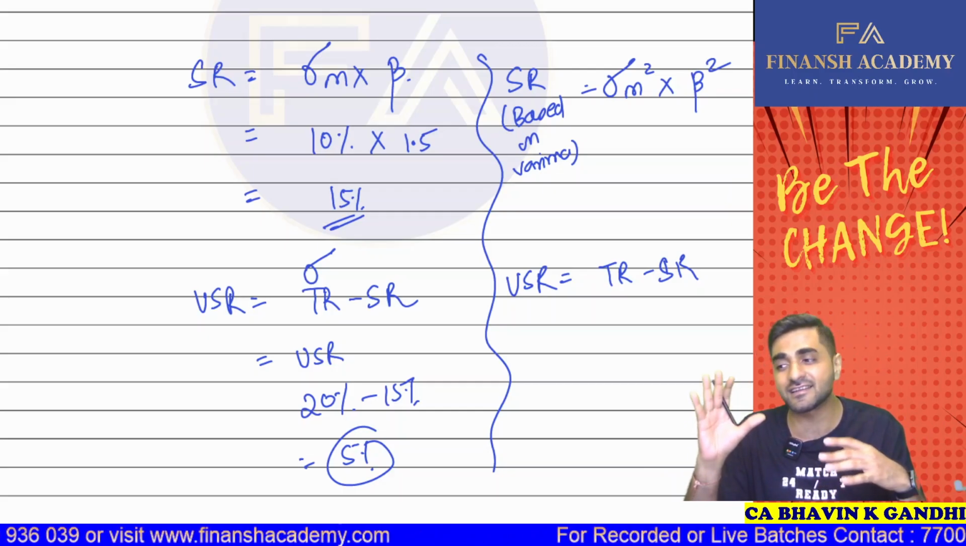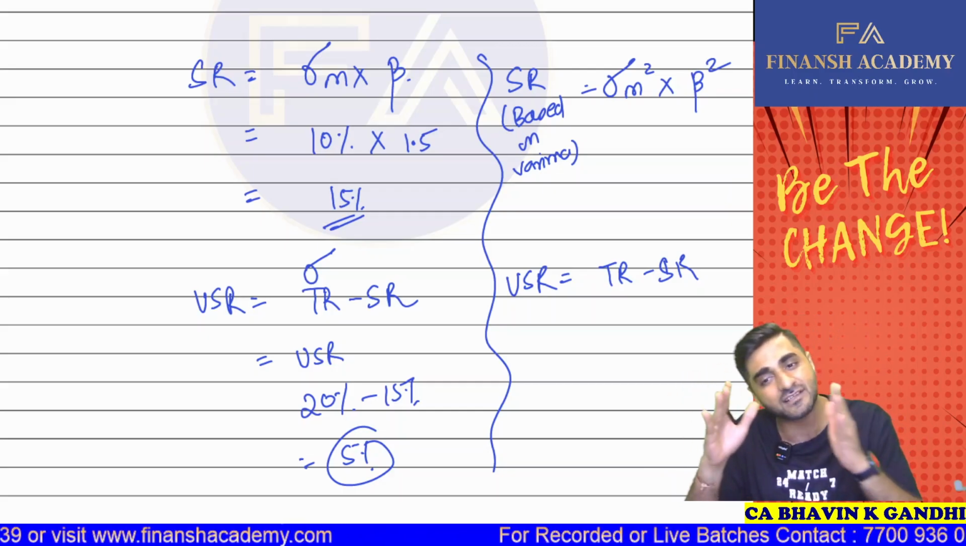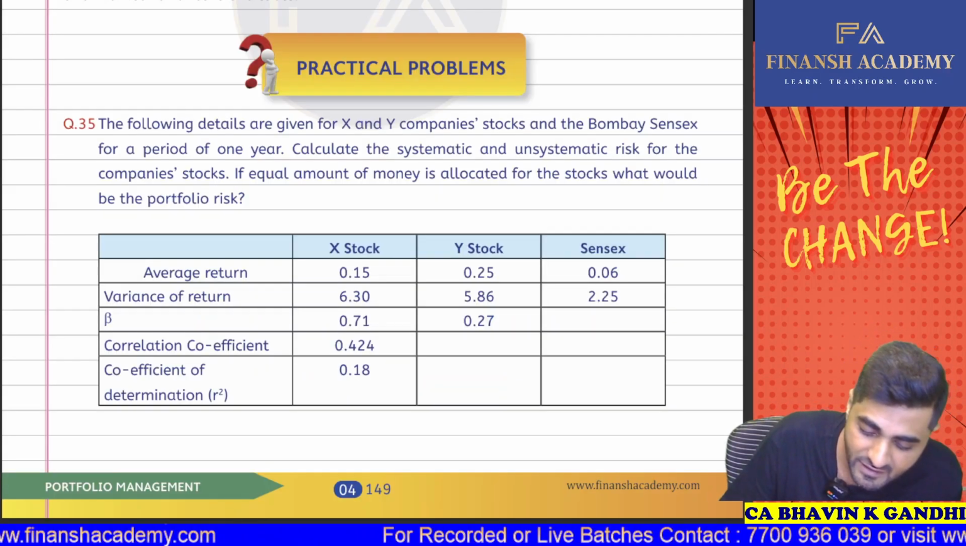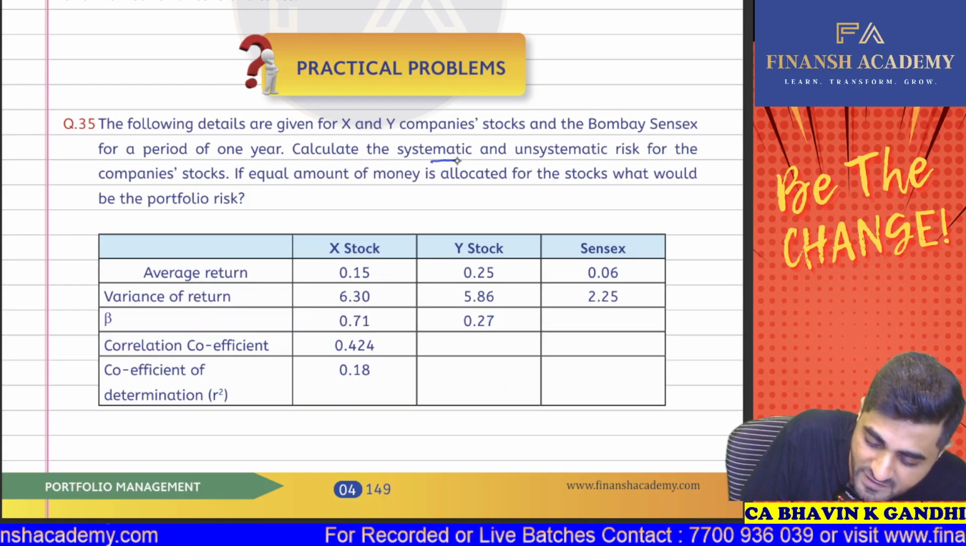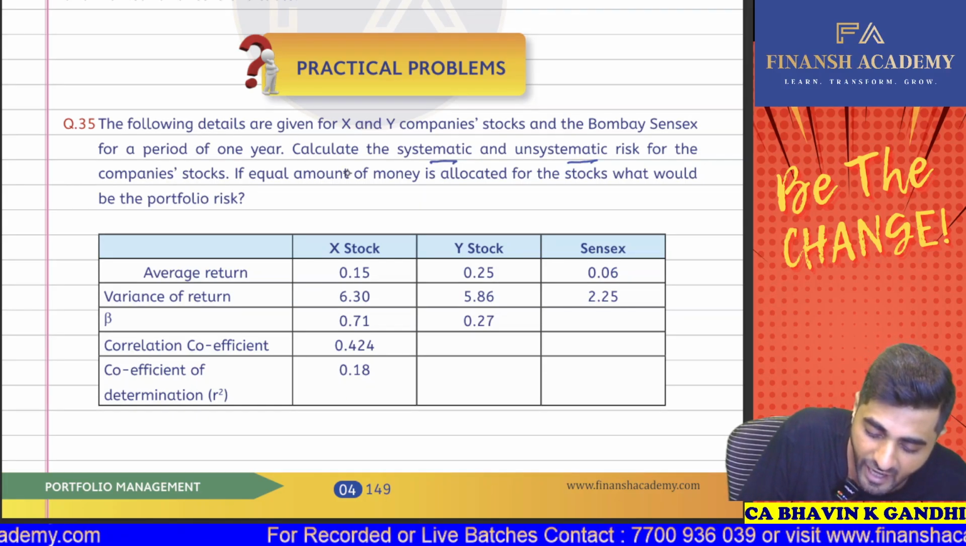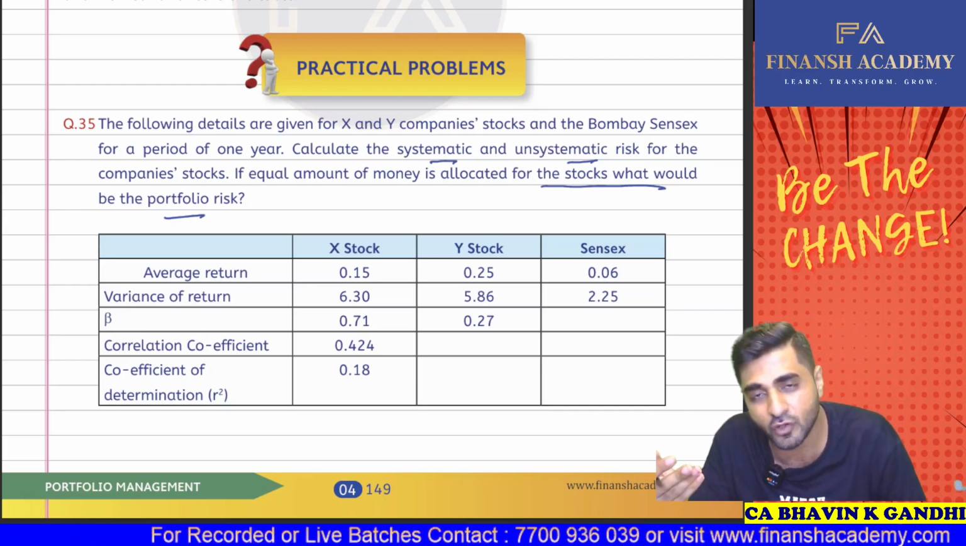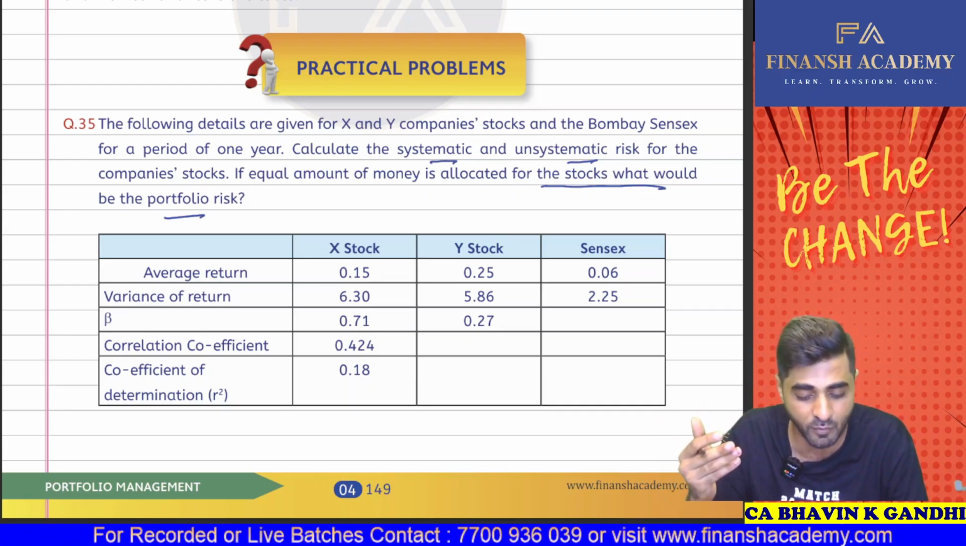And your unsystematic risk is nothing but your total risk, from which we subtract the systematic risk. Now in this particular question, see what they have asked. We are required to calculate your systematic and unsystematic risk. And if an equal amount is allocated to the stocks, what would be the portfolio risk? So we are required to calculate the risk of a portfolio.